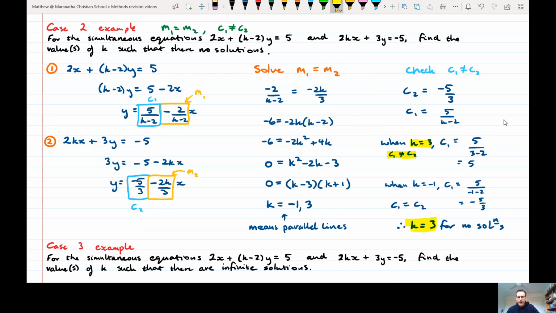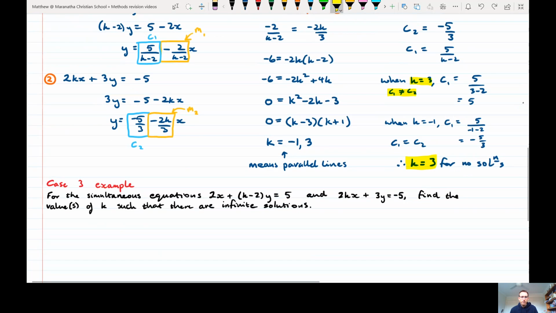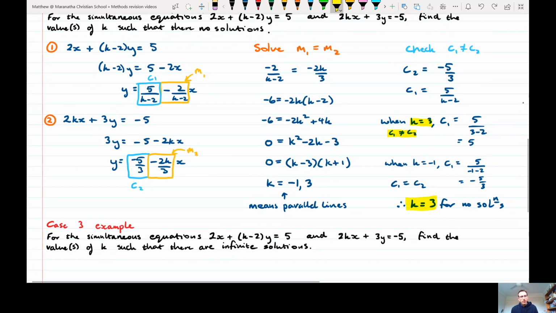But notice how it's all exactly the same working as the previous step for the first two sections. All the methods are the same. The only difference is having an equal sign instead of the unequal to sign, the not equal to sign. And with that in mind, let's go to the final case.